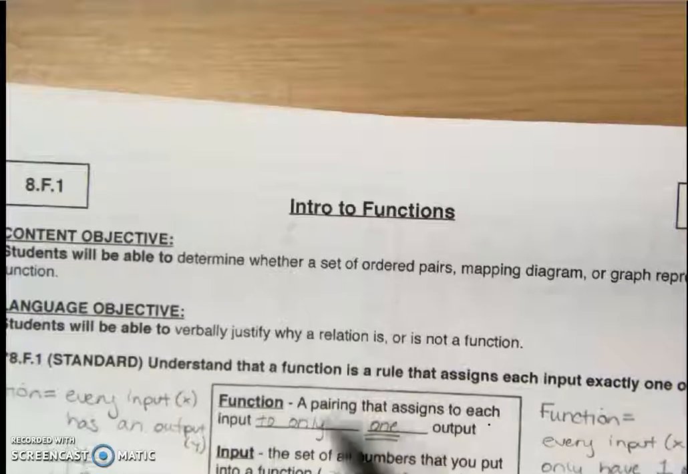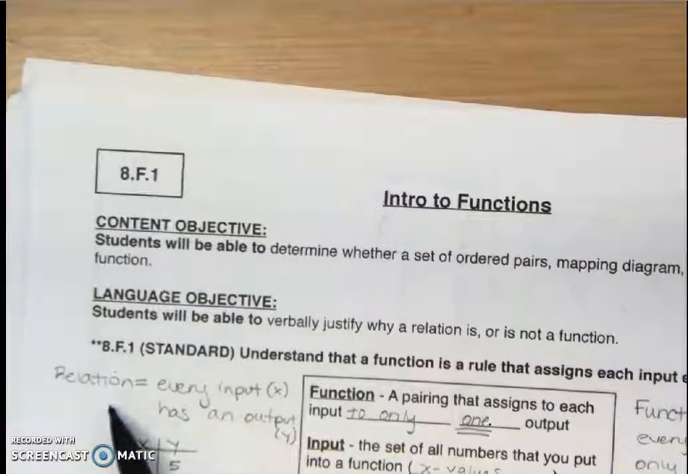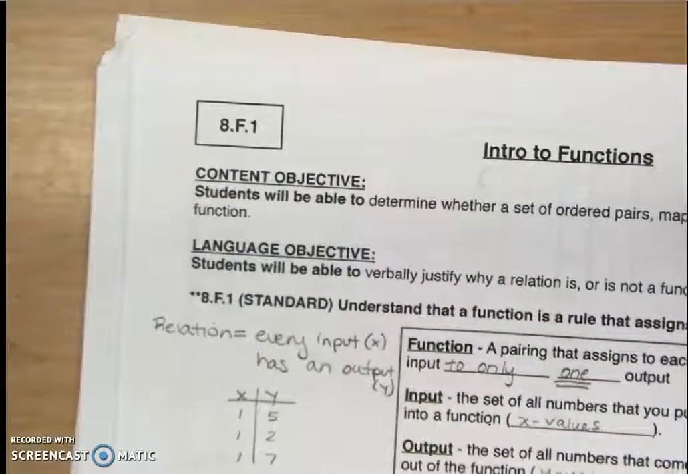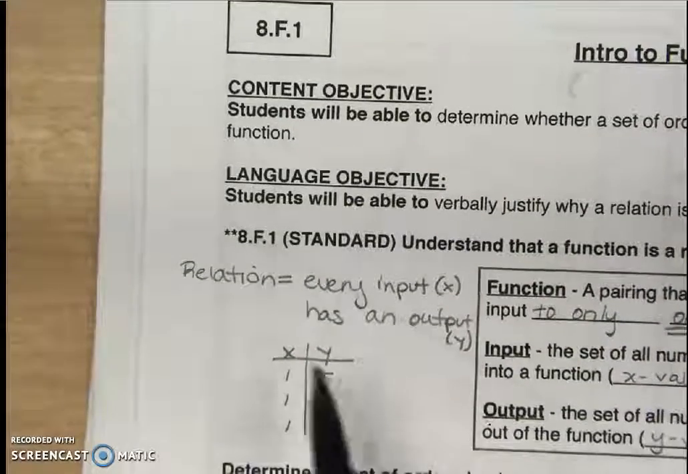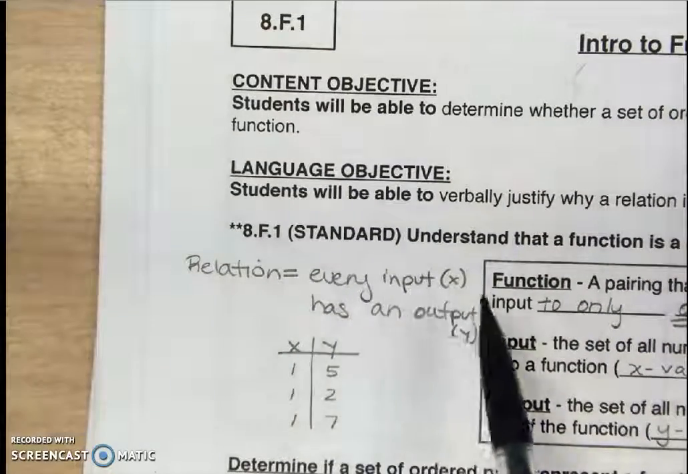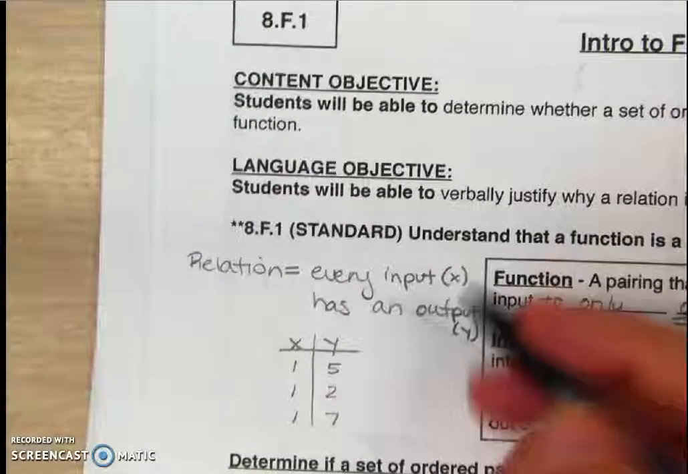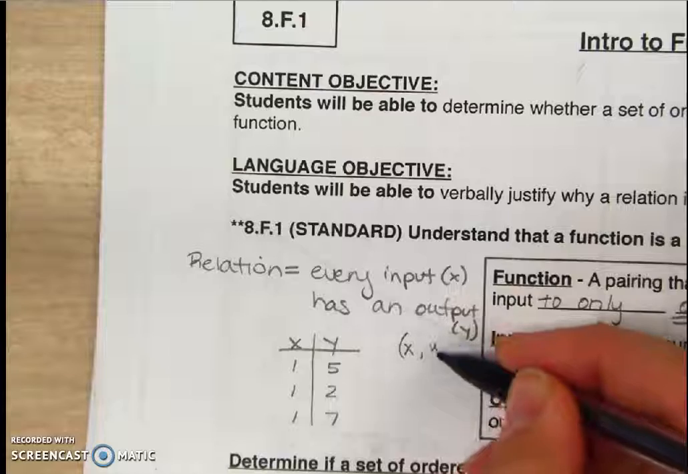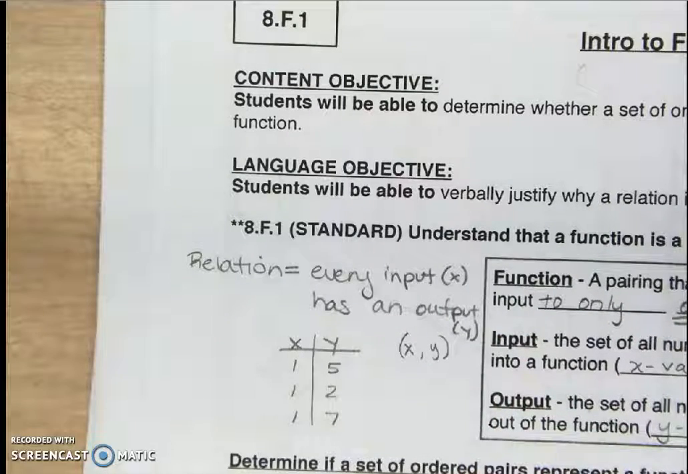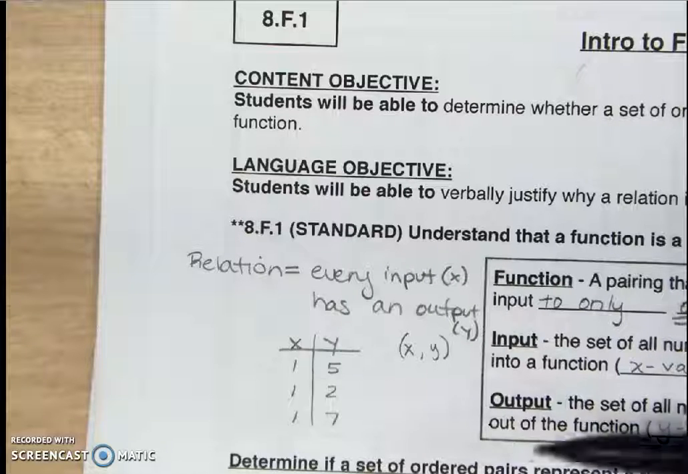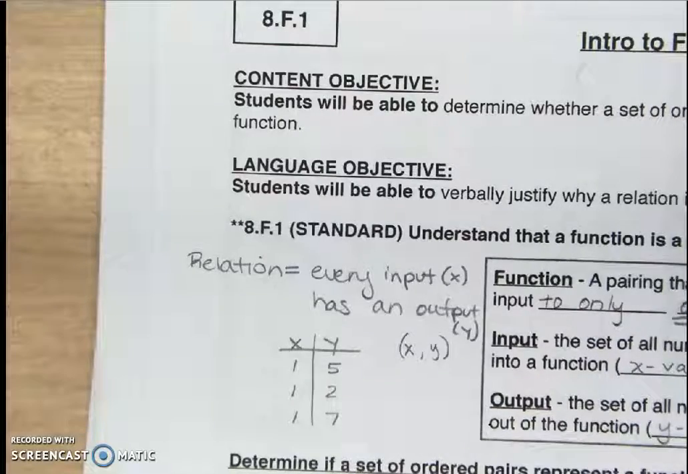So you do need to understand some vocabulary for this. One that they didn't write in here is the word relation. So go ahead and fill in, and I'll zoom in a little bit. Fill in that a relation just says that every input X has an output Y. So basically that's any ordered pair, X and Y. A relation doesn't really have a rule to it. It just says that every X has to have a Y. So we could have (1, 5), (1, 2), (1, 7). Those are all relations because it's an X and a Y together. That's the only rule for relations.